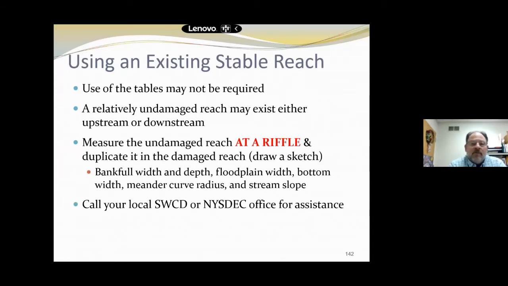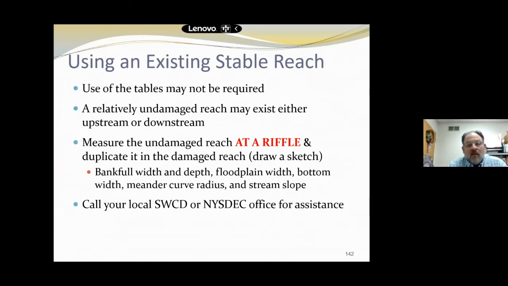So we can use an existing stable reach if we can find one on that stream that we are attempting to make a determination on what the bank full width should be and depth and all that. So tables may not be required. If we can find a relatively undamaged reach, we may use a cross section either upstream or downstream of that.